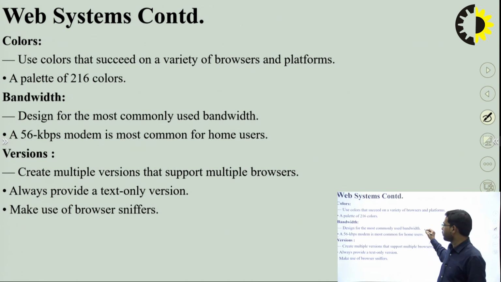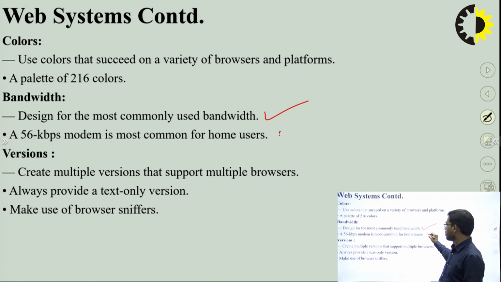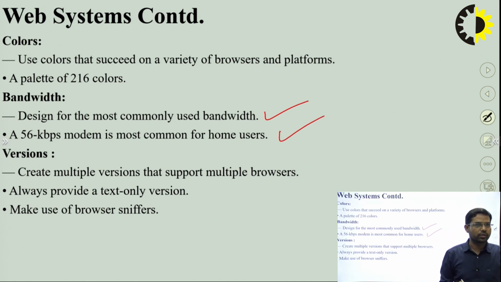Bandwidth: design for the most commonly used bandwidth. A 56 kbps modem is most common for the users. Right now we are using Wi-Fi, and there is so much more speed available.